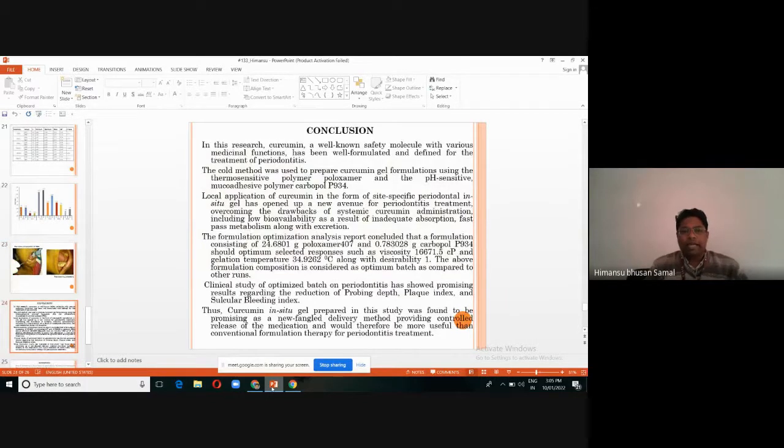So finally, the basic outcome of the research is that curcumin, a well-known safe molecule with multidisciplinary medicinal function, is a good drug delivery system for the treatment of periodontitis.